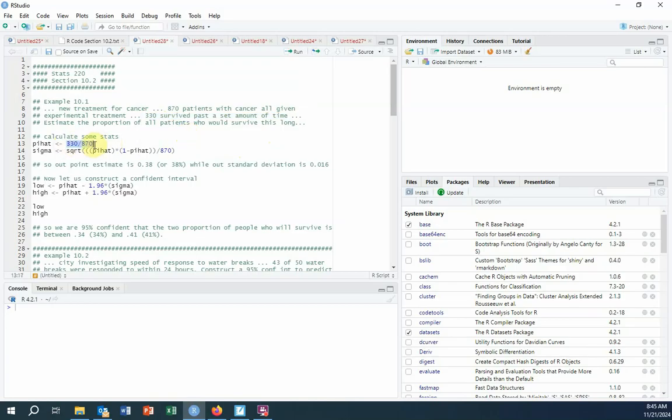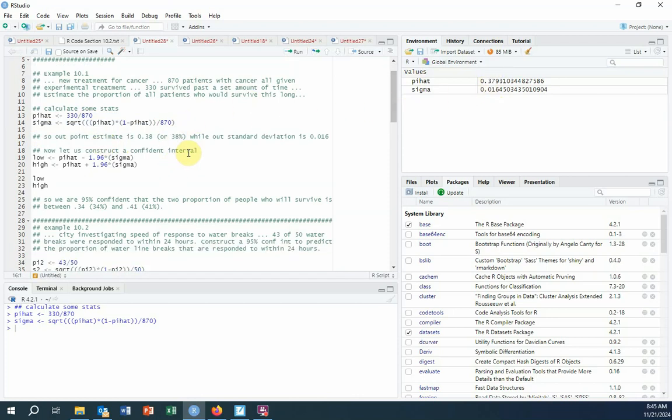So we get a sample proportion just by taking the total and dividing that into the number that have the characteristic of surviving. And so let me run that line of code to put that in. Then I'm going to have sigma. That's just my standard deviation. That's just the formula from earlier for standard deviation. All right. So our point estimate's about 38%. Whether that's good or bad, we're not going to discuss it. And we get about 0.016 for standard deviation.